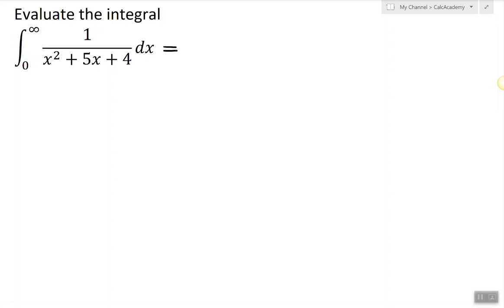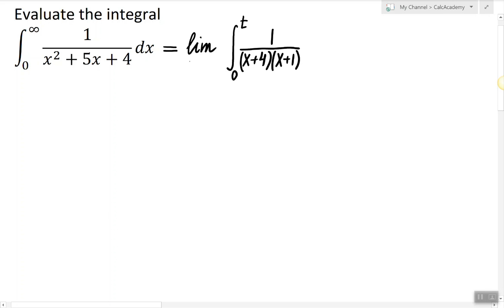So let's factor out the denominator. So we have a rational function with the denominator x plus 4, x times x plus 1. So the discontinuities of this function occur at -1 and -4. Therefore, we don't have any other issues with this integral other than infinity. So to fix that issue, we're going to introduce a variable t, and we're going to set it up as a limit as t goes to infinity.